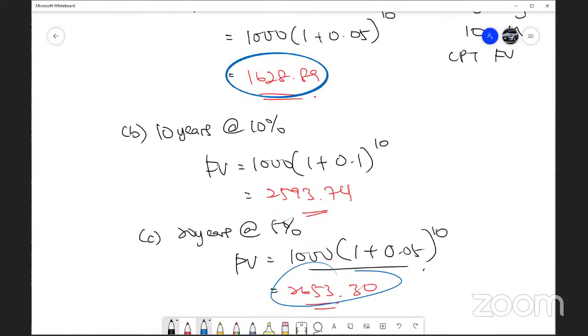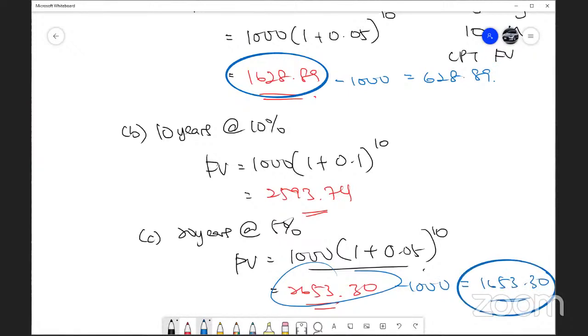Because this one is 10 years at 5%. This is 20 years at 5%. So very simple. Why C is not double of A? It's very simple because the C and A answers are inclusive of the $1,000 capital. So if you take out that $1,000, this is 628.89. This one minus 1,000, you'll be 1653.3. Is this at least double of this or not? Definitely. 628 times 2 is only 12 something. This is 16 something. So it's definitely more than 2 times.